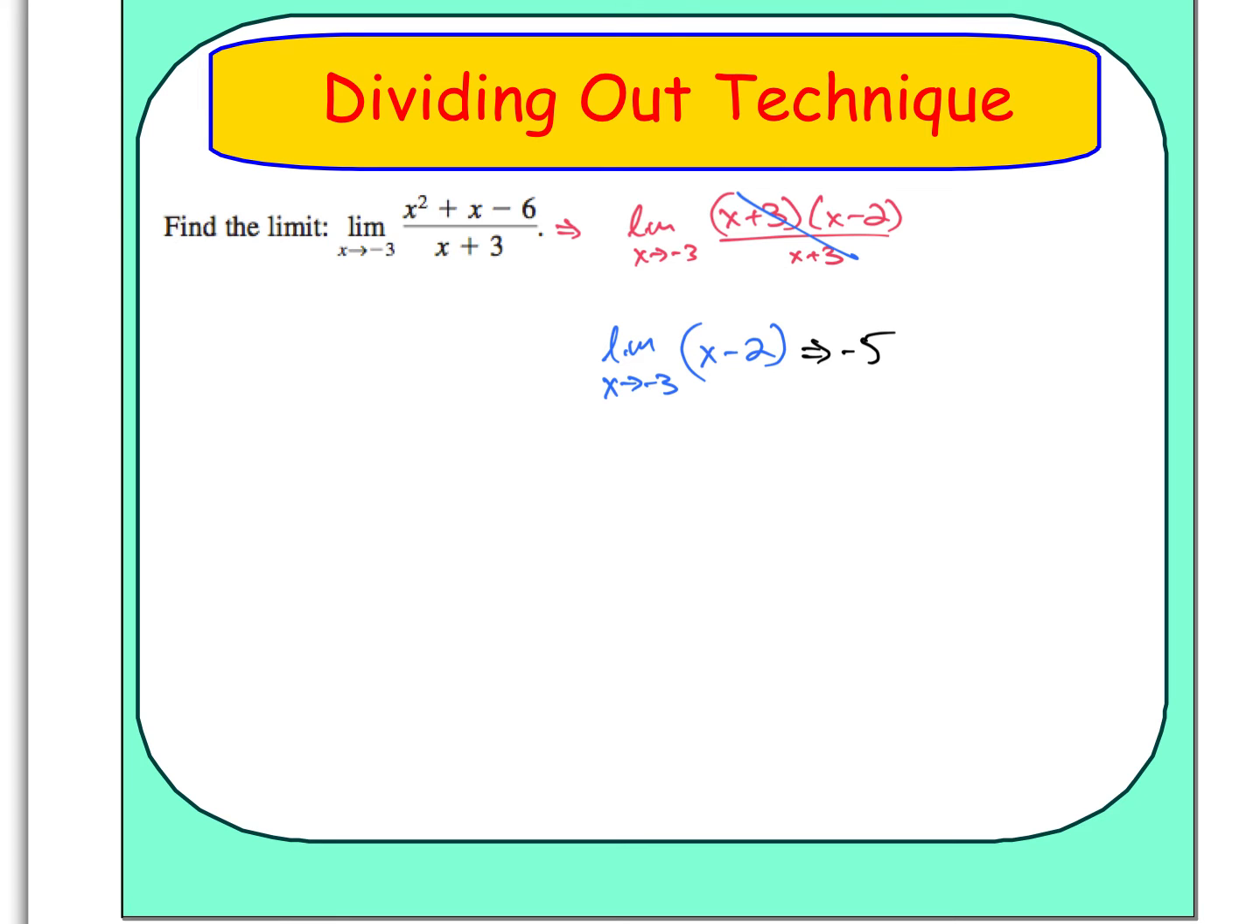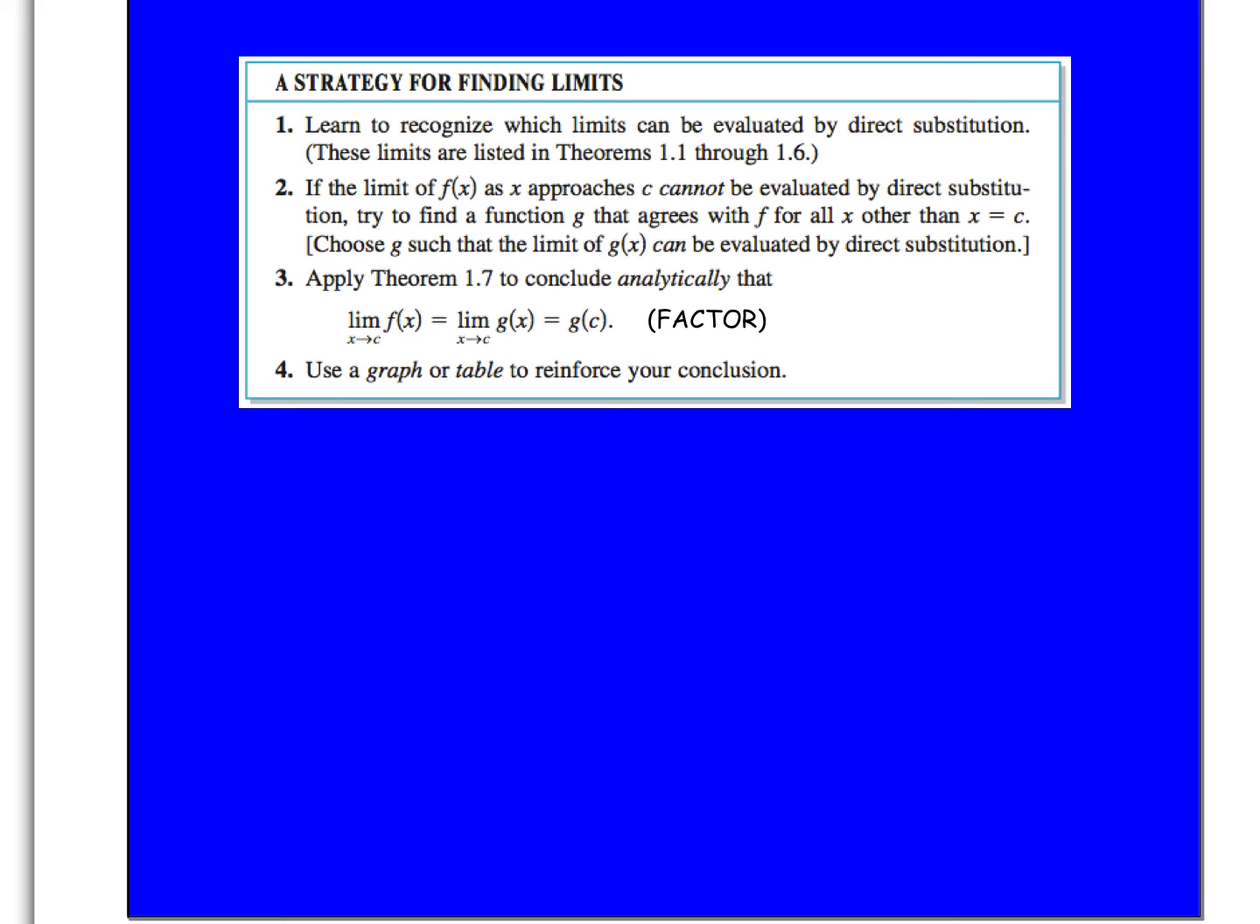All right. Let's do it. So our strategy for finding limits. Let's go ahead and read this one. Ansley's going to read for us. Learn to recognize which limits can be evaluated by direct substitution. We always try to do what first? Direct substitute. Keep going. If the limit of f of x as x approaches c cannot be evaluated by direct substitution, try to find a function g that agrees with f for all x other than x equals c. Try to do something to get a simpler function.